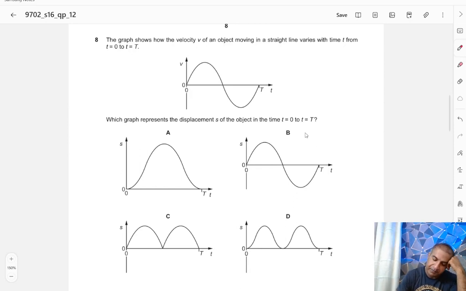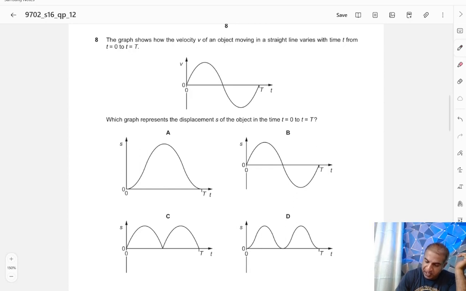We know this fact that the gradient of the displacement time graph gives us the velocity, right? So what we can do is work out each of these situations and see if we are getting something like this. Let's just look at option A over here.